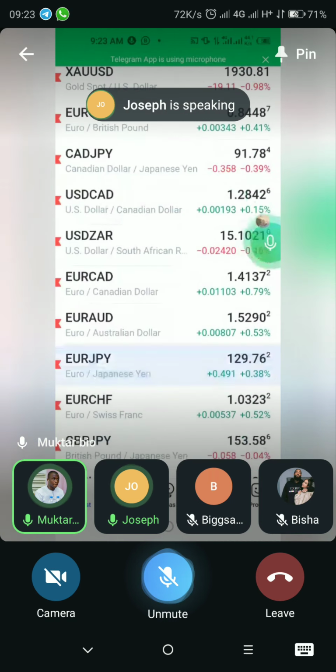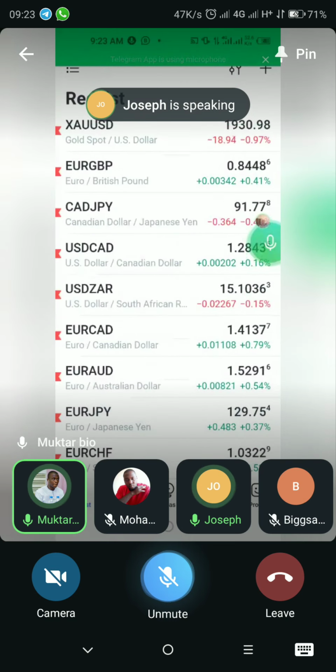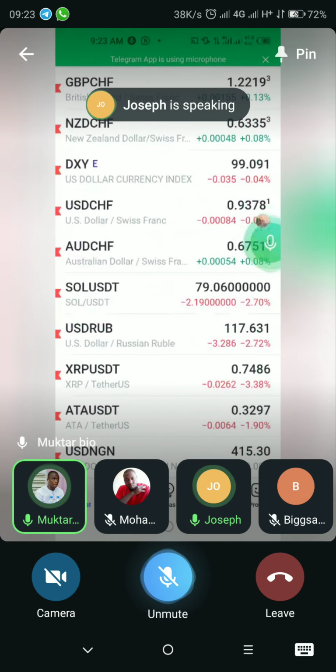Now, this thing happens on a very, very small scale and it happens daily. Every day, each currency rises and falls. If you're looking at my screen now, you can see XAUUSD, minus 18.69, fluctuating. That means as of today, gold has fallen by 0.97%. Look at the next currency pair. It has risen by 0.40%. Then look at naira. Naira is 0.00.